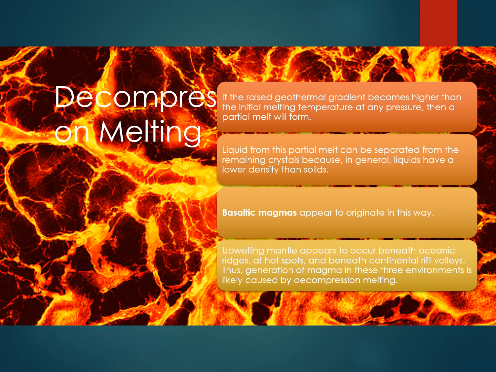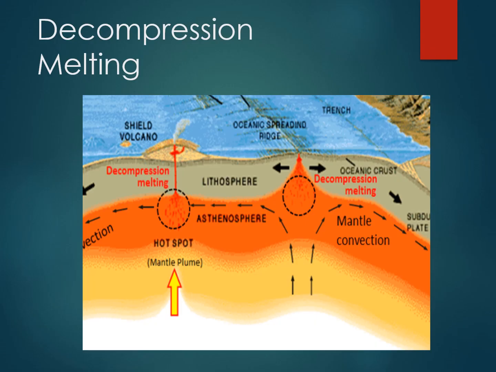Decompression melting appears to occur beneath oceanic ridges, at hot spots, and beneath continental rift valleys. Thus, generation of magma in these three environments is likely caused by decompression melting. This is an image where decompression melting occurs in this part and in this part.